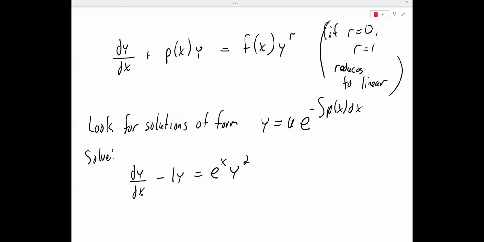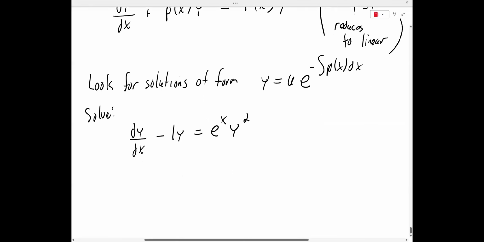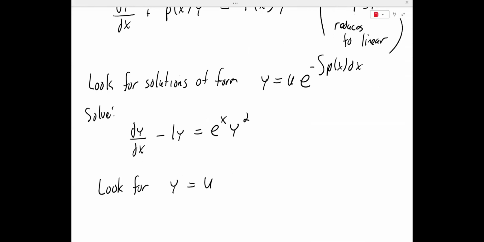So basically, like I said, it's kind of a miracle, but it's pretty much the same process. The same process here you can do. It gets a little more complicated at the end. But okay, so basically look for what? We want to look for y equals u. Remember, use a function of x here.